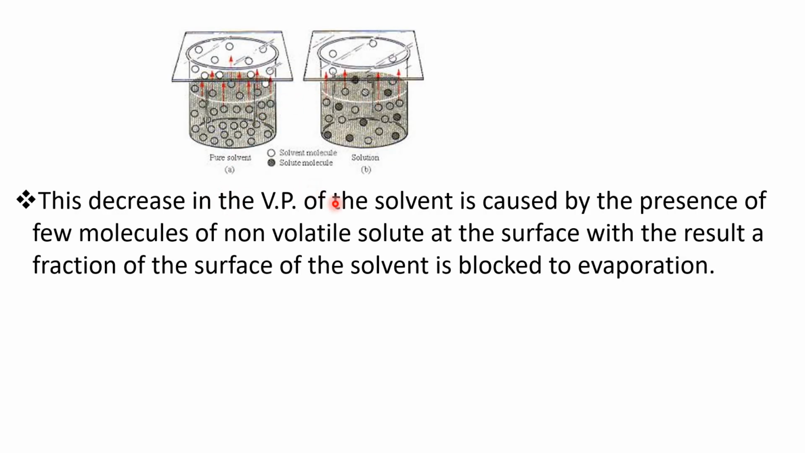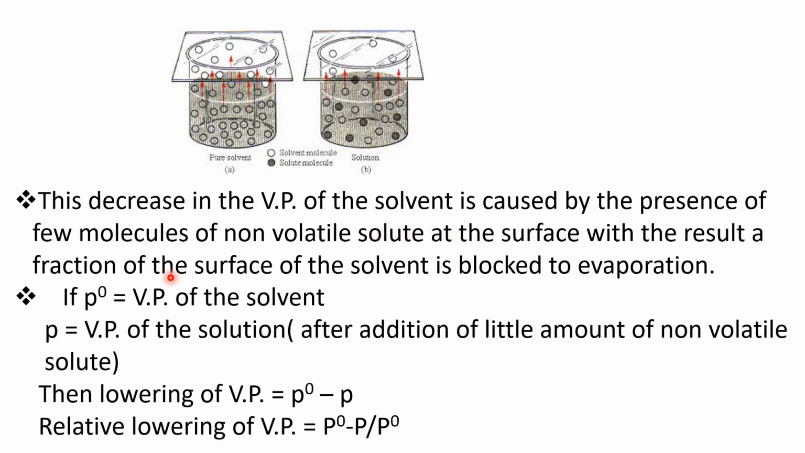So the decrease in the vapor pressure of the solvent is caused by the presence of a few molecules of non-volatile solute at the surface, with the result that a fraction of the surface of the solvent is blocked to evaporation. Just now what I explained. So if P0 is the vapor pressure of the pure solvent, which is the volatile solvent, and P is the vapor pressure of the solution, that is after addition of a little bit of non-volatile solute, then the lowering of vapor pressure due to addition of non-volatile solute will be P0 minus P, and the relative lowering of vapor pressure will be P0 minus P by P0.